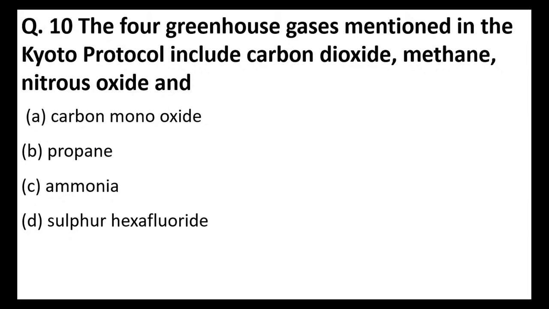The four greenhouse gases mentioned in the Kyoto Protocol include carbon dioxide, methane, nitrous oxide, and you are being asked here the fourth one: carbon monoxide, propane, ammonia, or sulfur hexafluoride. So which is the fourth gas included in the Kyoto Protocol? The right answer here is sulfur hexafluoride, one of the greenhouse gases.